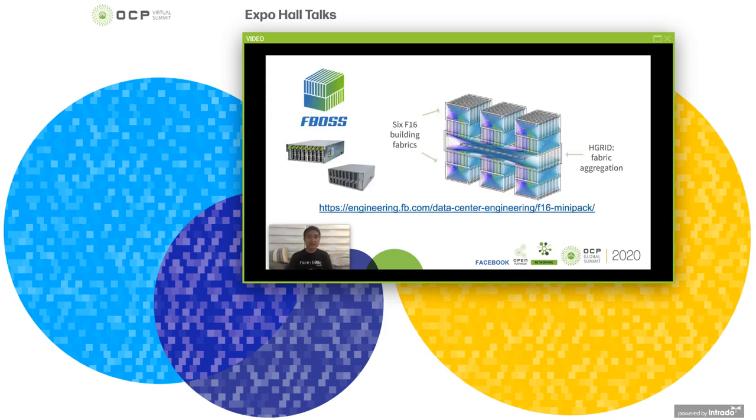Last year, we covered some of the newest topologies and developments within data center networking, where we talked about the minipack as well as the Arista 7368, which we developed in collaboration with Arista. Both of those switches run FBOSS, and together they came into a new set of topologies for each data center region. Starting with our F16 new building fabric topology, we have six of those in a region, connected via the new fabric aggregation layer called H-Grid. If you're interested in more details on this, I encourage you to check out the Facebook engineering blog or some of the videos from the summit from last year.